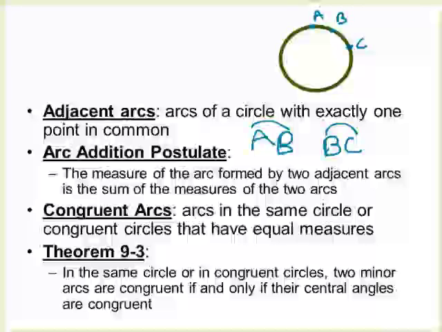And Theorem 9.3 says if we're in the same circle or in two congruent circles, the minor arcs are congruent if and only if, the only way this can happen is if those central angles are congruent. And the reason is because an arc size is determined by the central angle. So if those angles are congruent, then the arcs would be congruent. If not, then they won't. It's the only way that two arcs can be congruent is if those central angles are congruent.